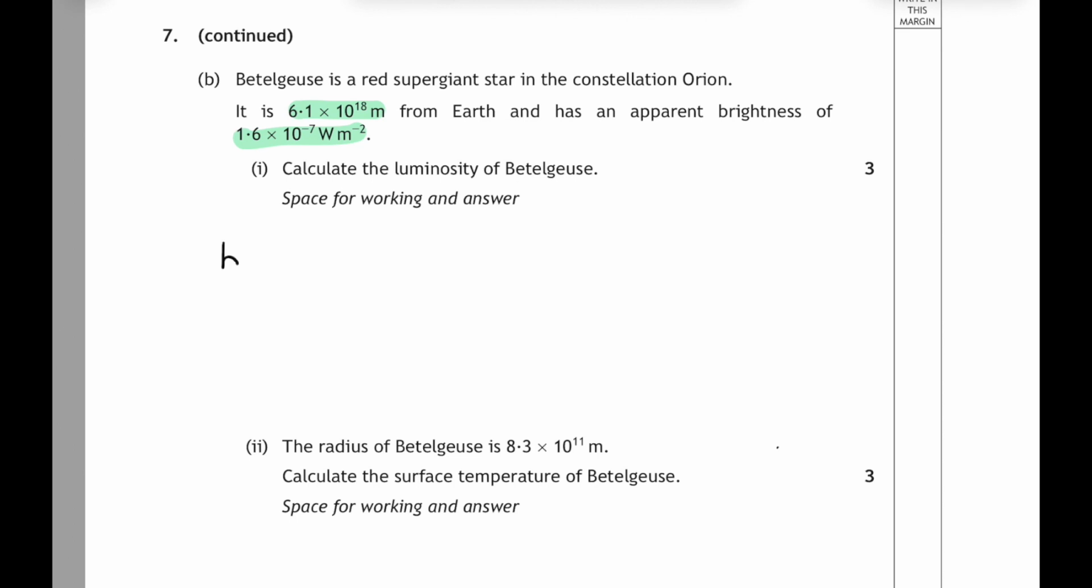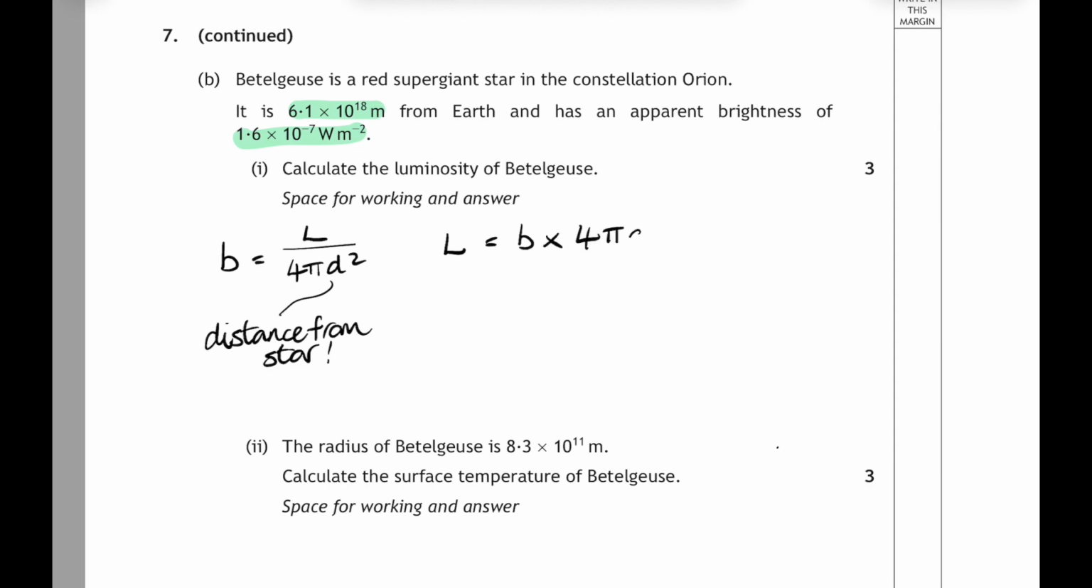Well, we're looking for a relationship that's got luminosity and apparent brightness in it. And it's this one here, B equals L over 4 pi d squared. Now if you're looking at an old version of the relationship sheet, it might say B equals L over 4 pi r squared, but it was changed to a d in 2019 because it's the distance from the star. And if you rearrange that for L, you'll get L equals B times 4 pi d squared.